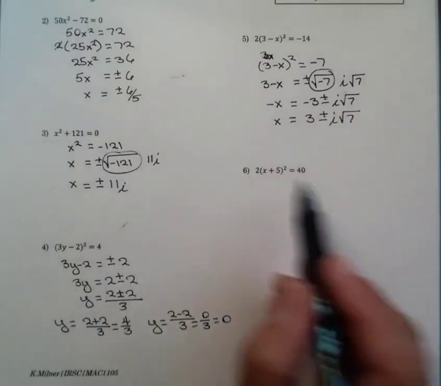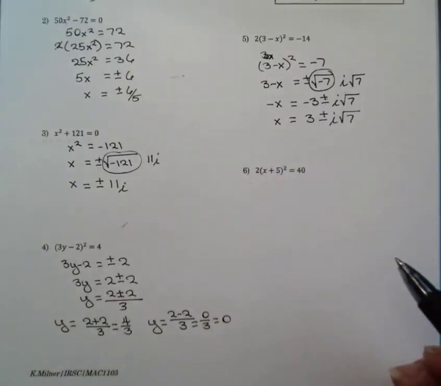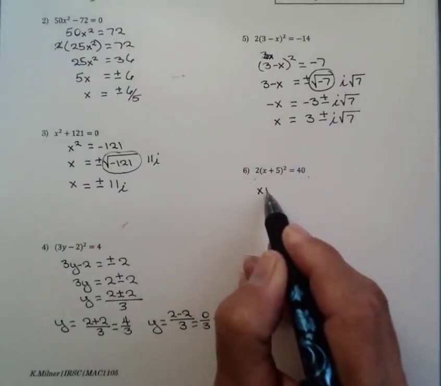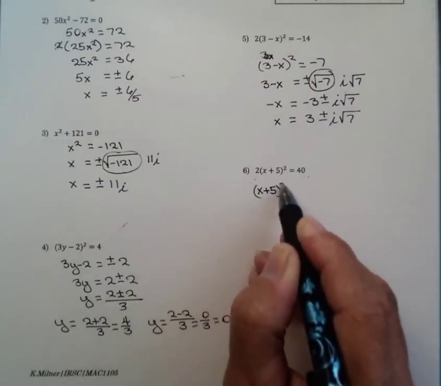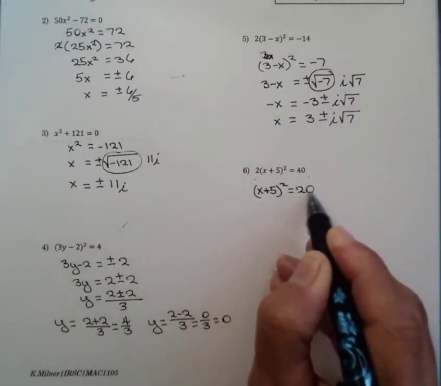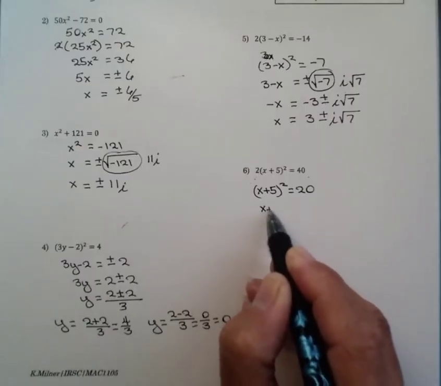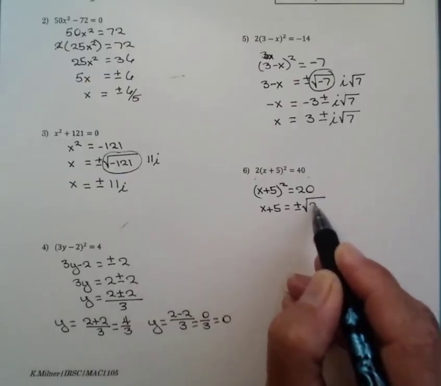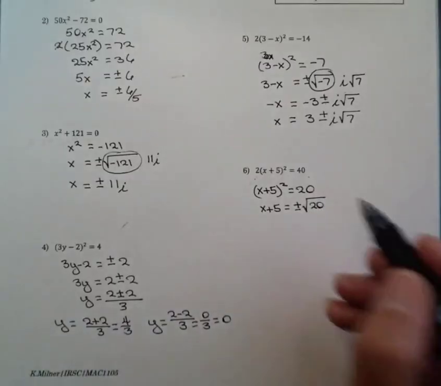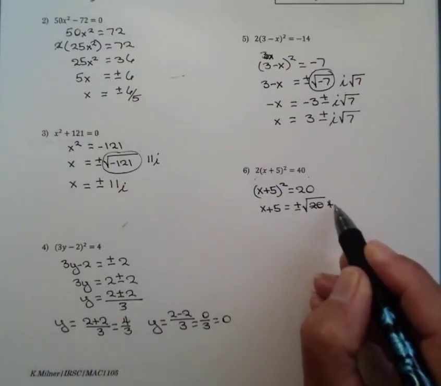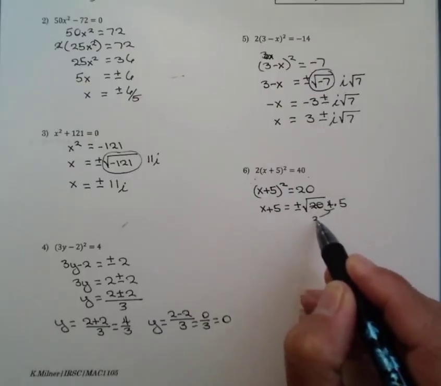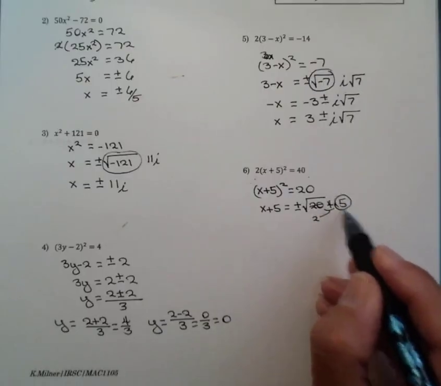Okay. Number 6, the squared term that I want to isolate is that binomial x plus 5 squared. So I'm going to divide both sides by 2, and I end up with x plus 5 squared equals 20. Now let's take the square root, and we end up with plus or minus the square root of 20, which has a perfect square inside. If I were to factor 20, it would be 4 times 5. The square root of 4 is 2, and 5 will have to stay under the radical.